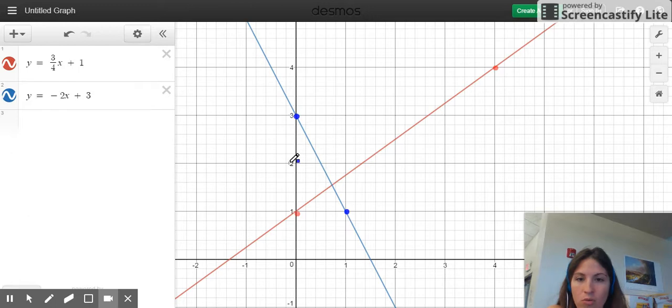I go down 2 and over 1. So that's a rise of 2, a run of 1. But notice that it's a negative 2 since the line is decreasing and we went down 2.